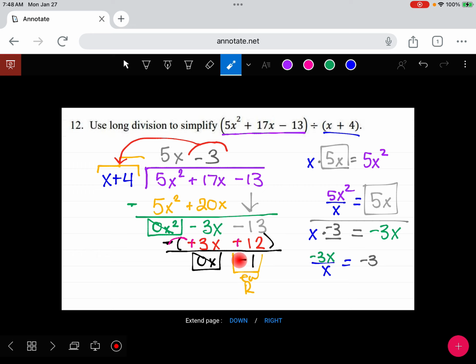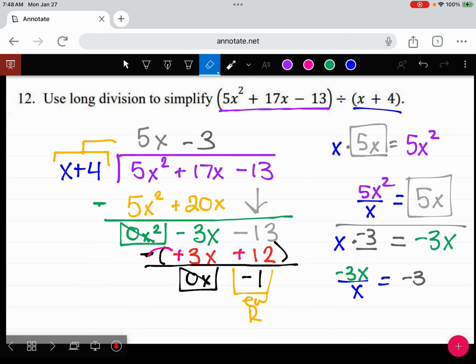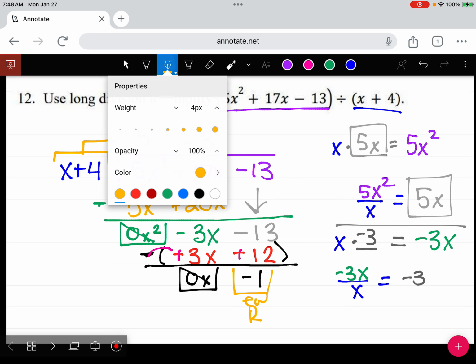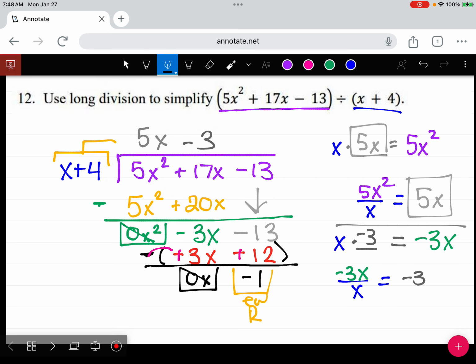And the way we do that is we take our leftover bit and we put it over what we were dividing by to make a little baby fraction. So I'm going to get rid of that. So we take our remainder of that minus 1. So I'm going to have my minus 1 over what we divide by, x plus 4.